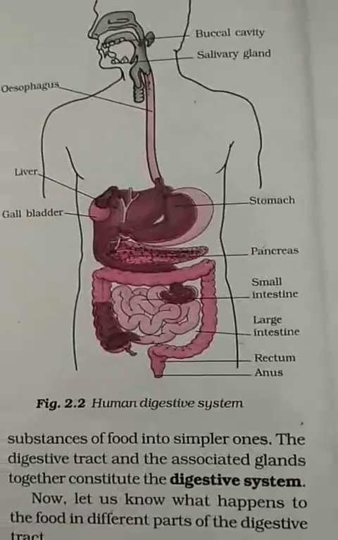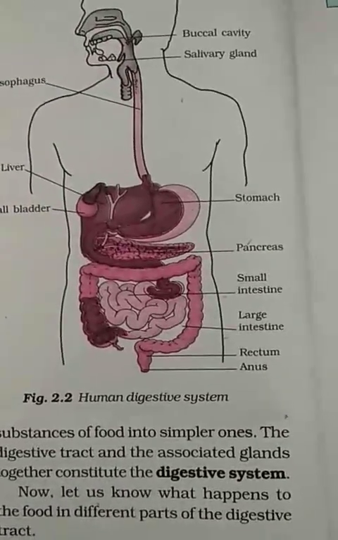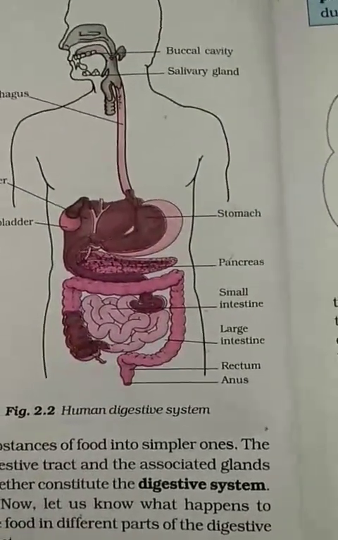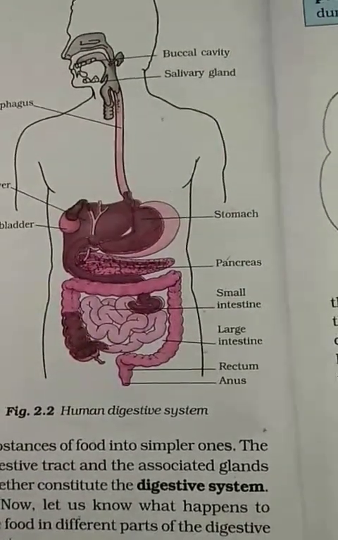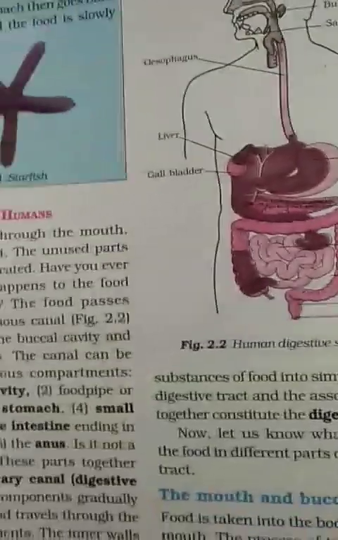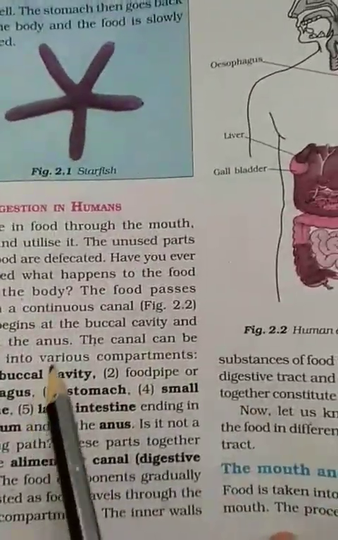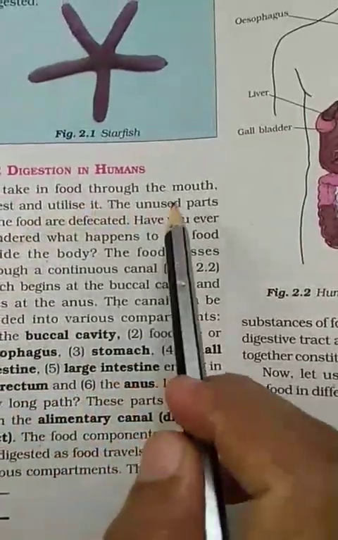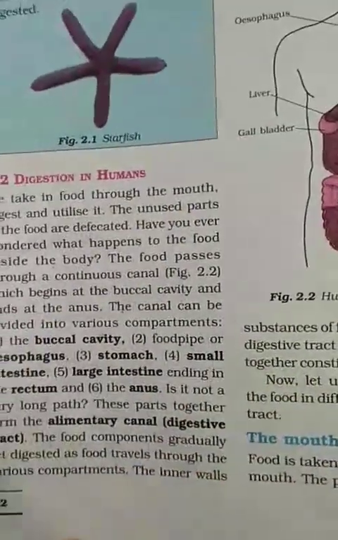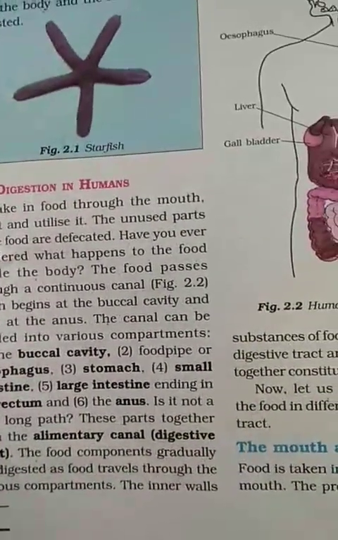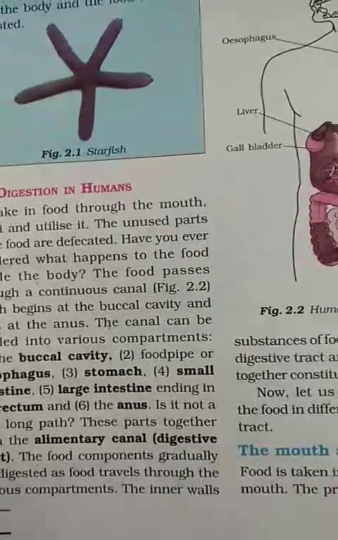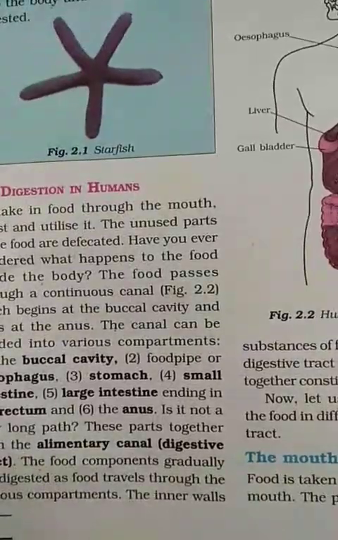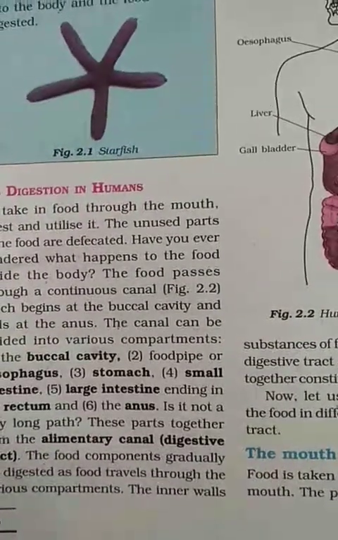Here you can see that our digestive system, the different organs which are responsible for carrying out the digestion process, are shown over here. Okay, so we'll continue with digestion in humans. We take in food through the mouth. Yes, with the hand we pick the food and keep it in our mouth, digest and utilize it. The unused parts of the food are defecated.